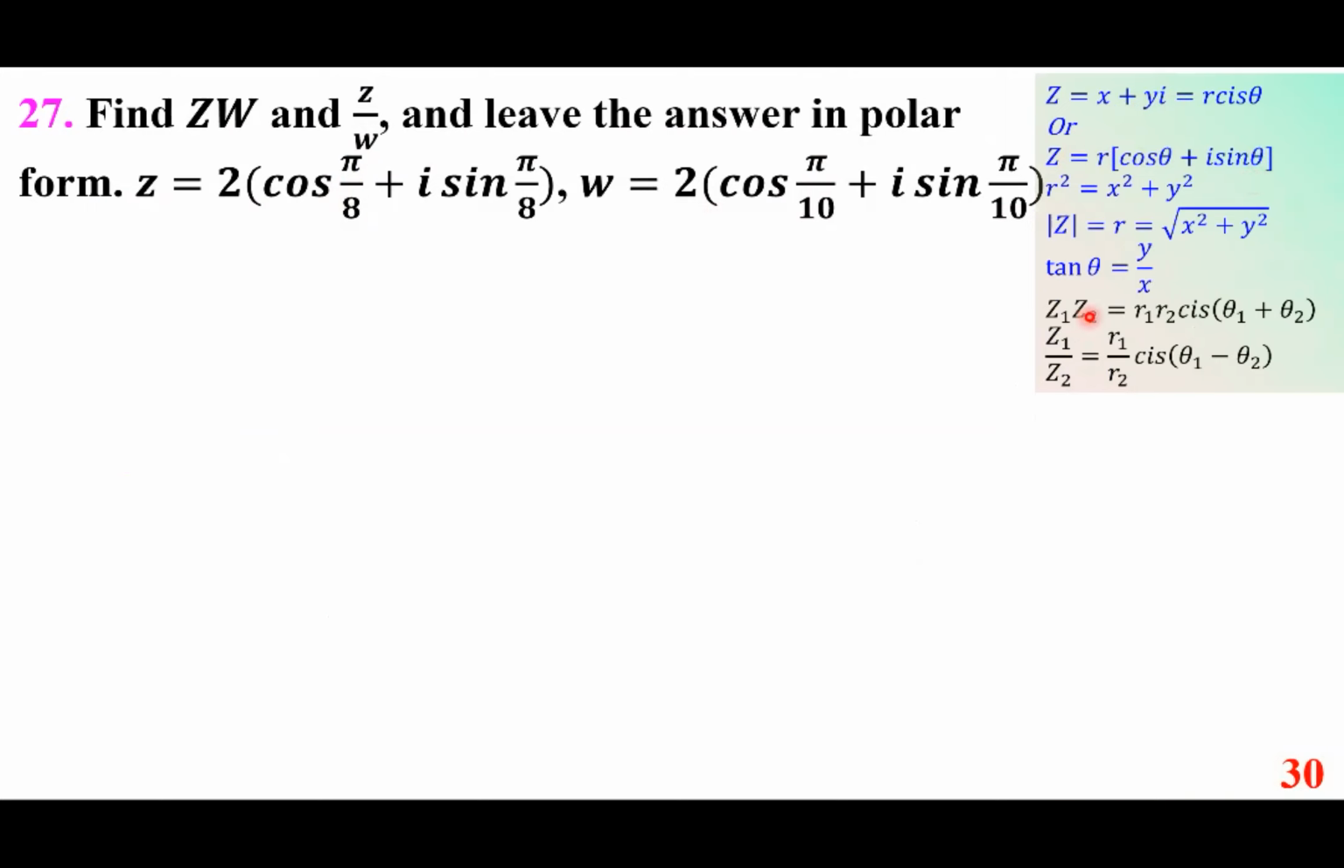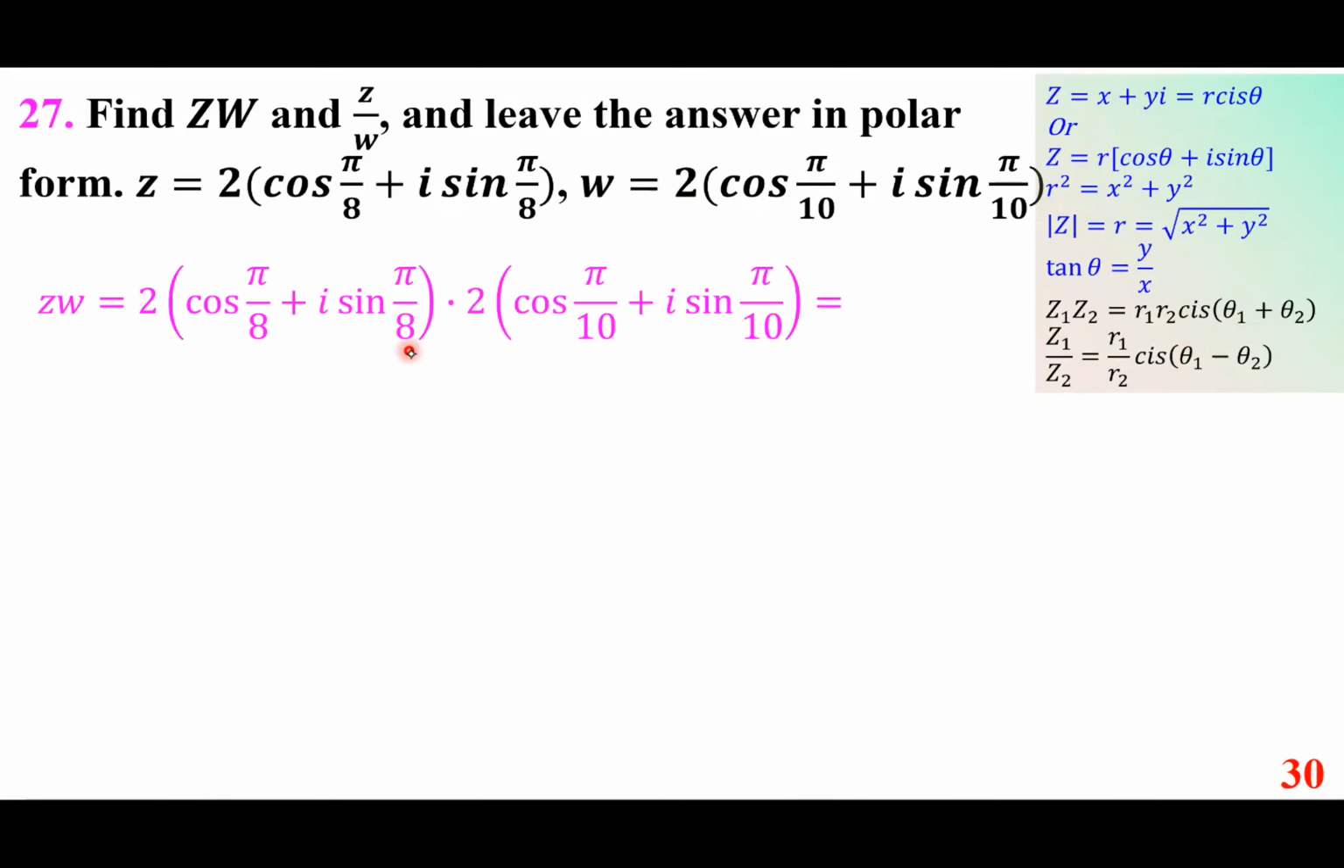How do we multiply two complex numbers in polar form? Z1 Z2 is R1 R2 cis theta 1 plus theta 2. Simply put, multiply their moduli and then add up their arguments. So let's first do the multiplication. We're going to multiply 2 by 2, becomes 4, and we're going to add pi over 8 to pi over 10. So this gives us a 4.